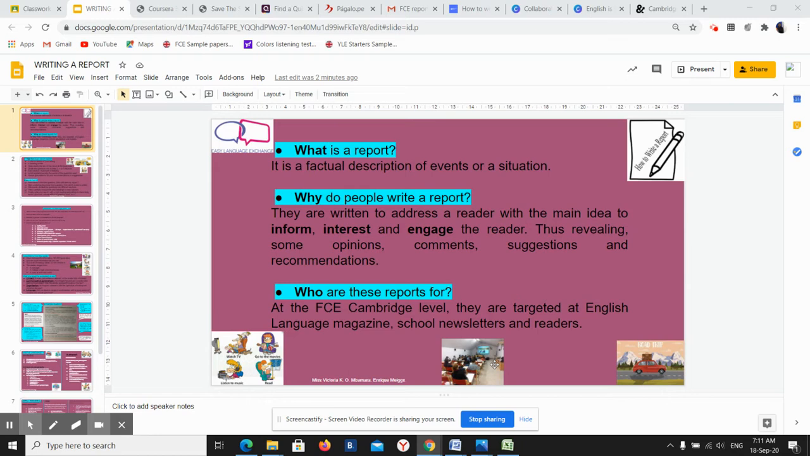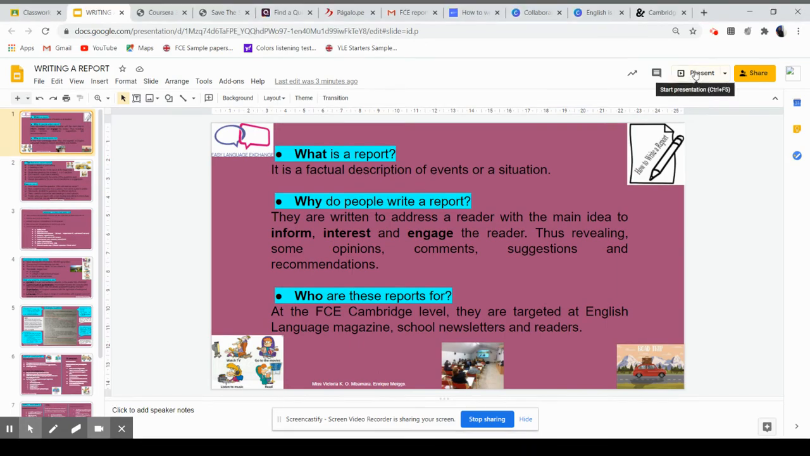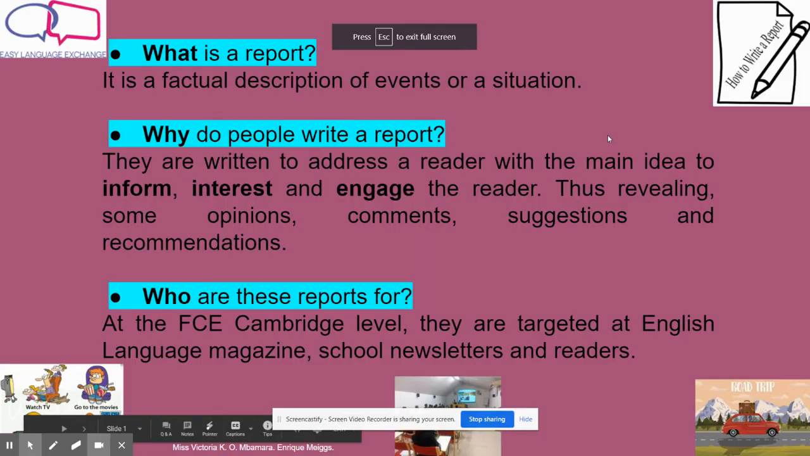Now, why do people write a report? They write the report for three main reasons: to inform the reader, to interest the reader, to engage the reader, by also trying to explain, giving your opinion, comment, suggestions, and recommendation. Now, who is the report for? At the level of the Cambridge English, especially FCE, it is mostly targeted at English language magazines, school magazines and readers, and newsletters and readers.